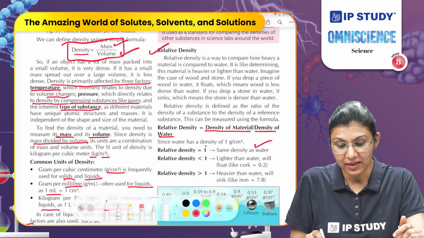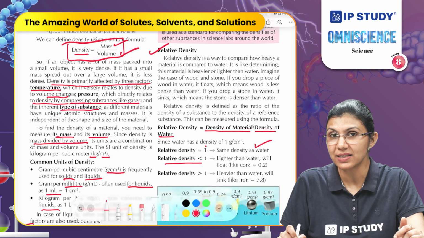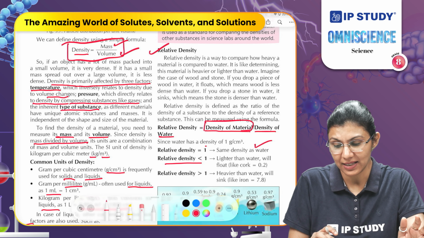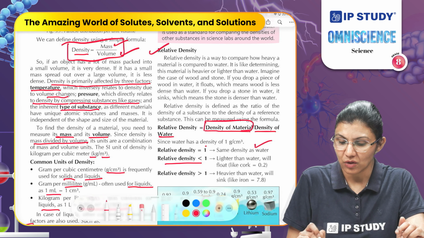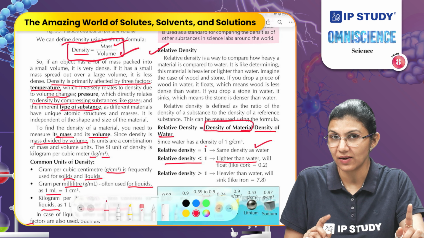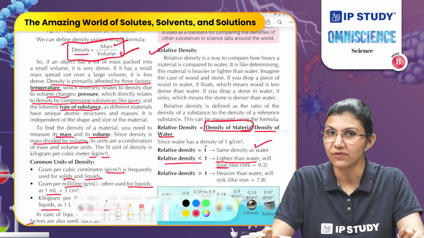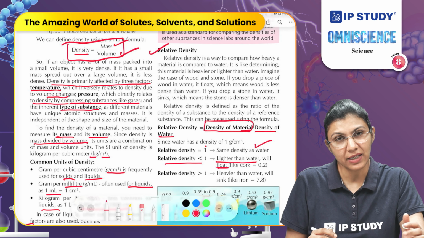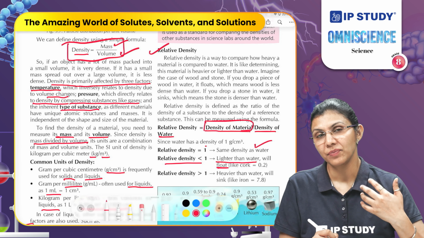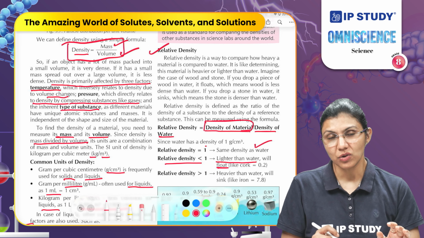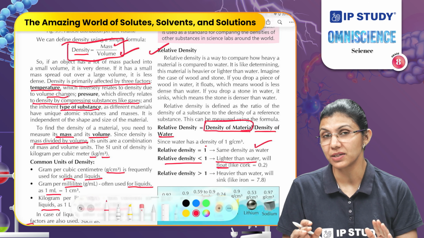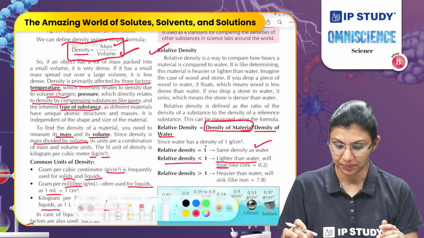Any substance which has a relative density lesser than 1 means the density of the material is less than the density of water. So what do you know about that material? That this material is less dense than water and it will float on the surface of water. If any material has relative density more than 1, which is the standard reference of pure water, then in that case, we can see that the substance will sink because the substance is heavier than the water.